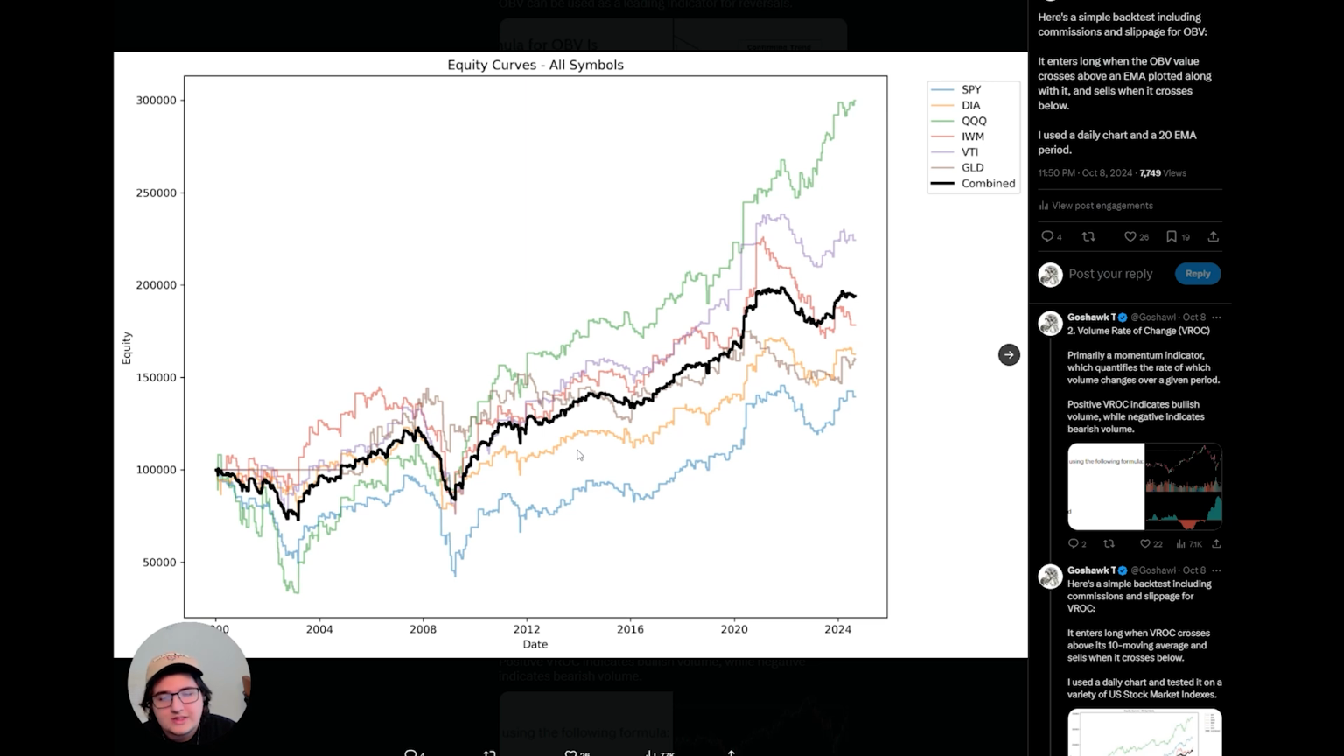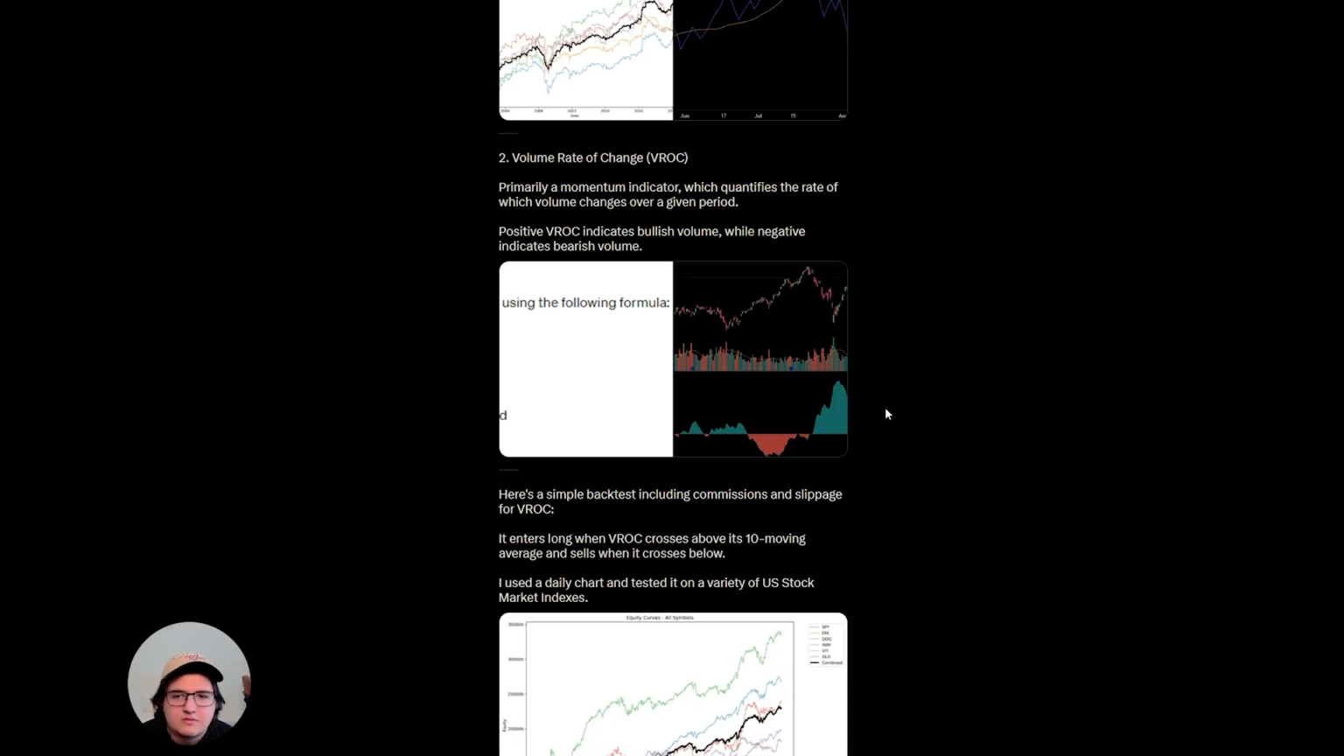So this indicator could be great to implement into a strategy with maybe one other indicator, or for a trend reversal sort of strategy type. But I would say for the most part, this indicator didn't show that much edge just by itself. Next is volume rate of change.